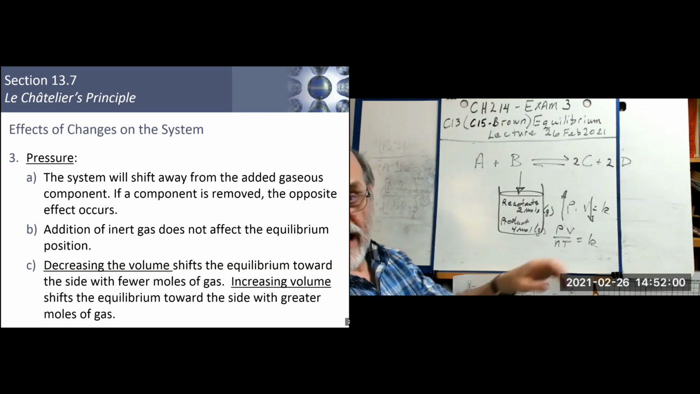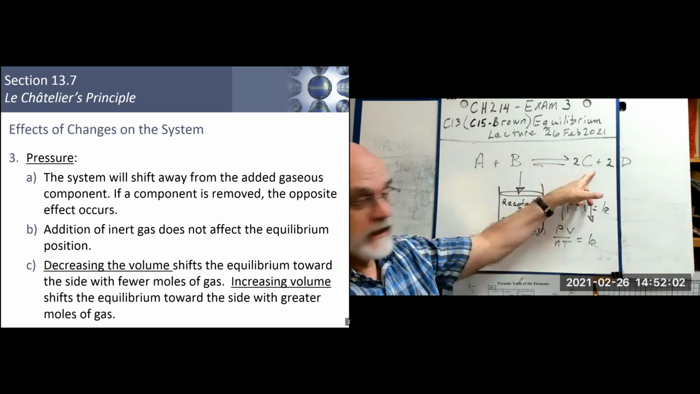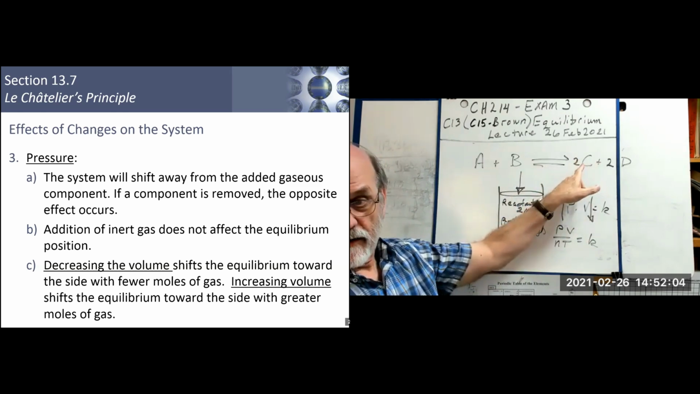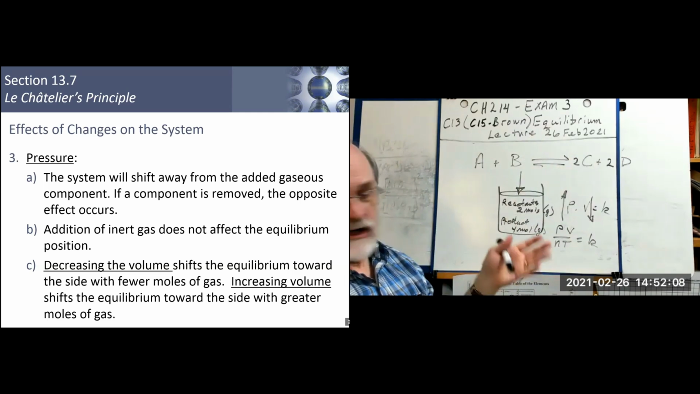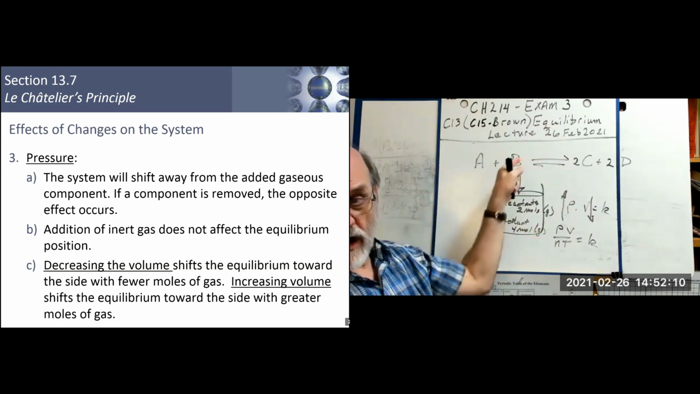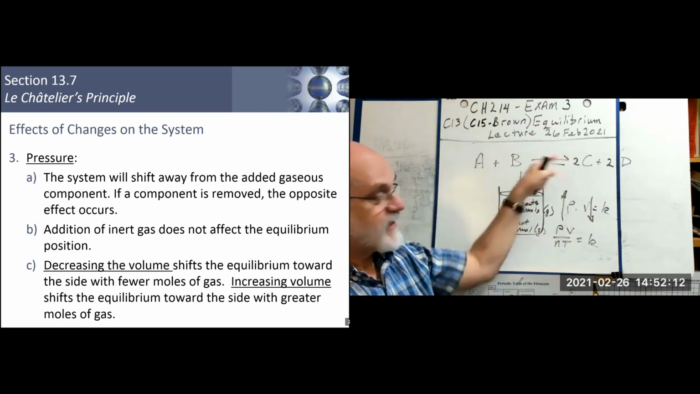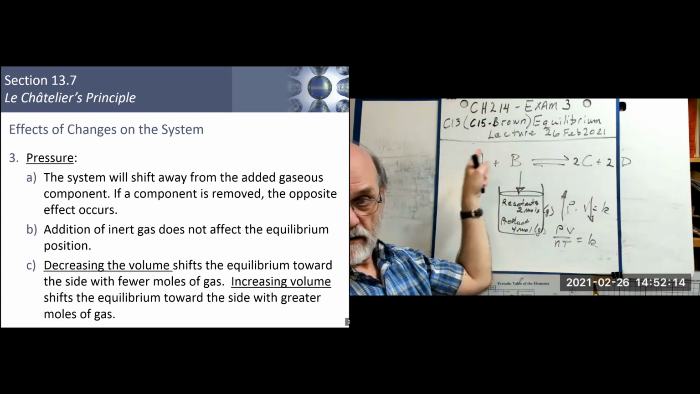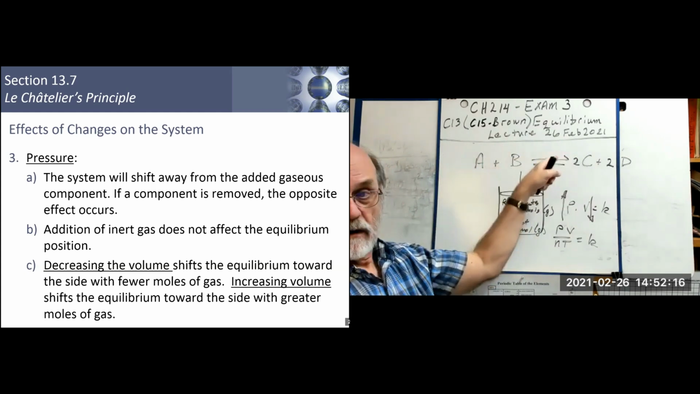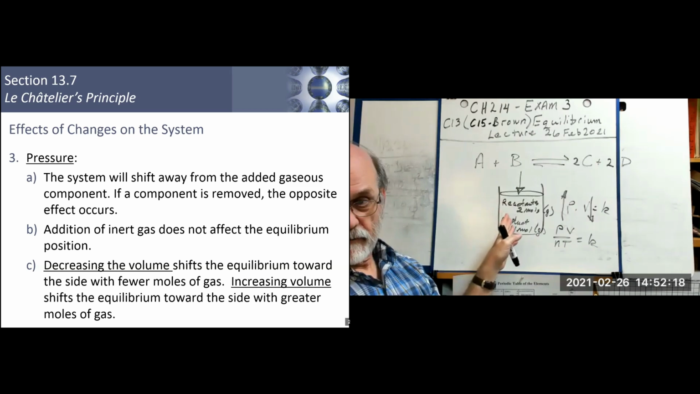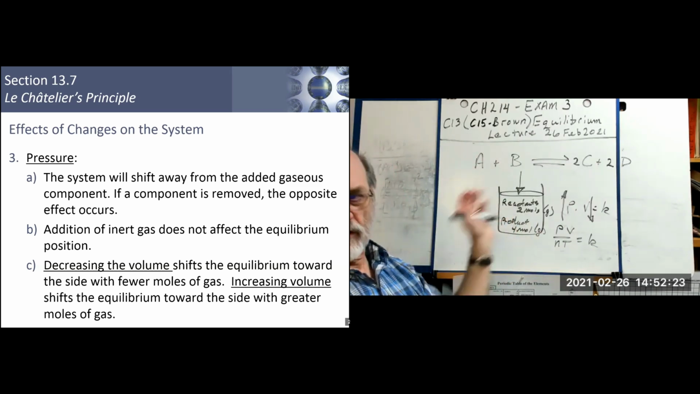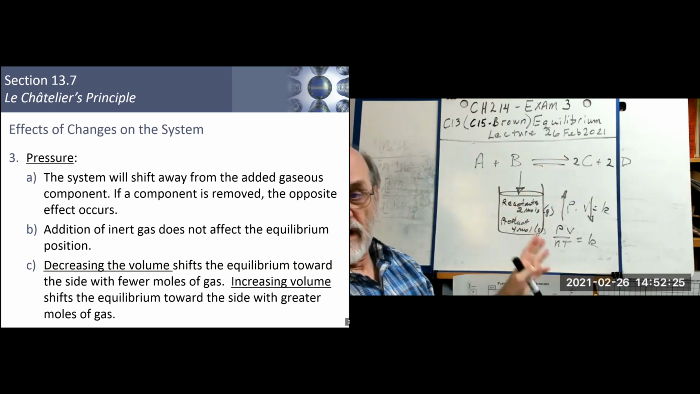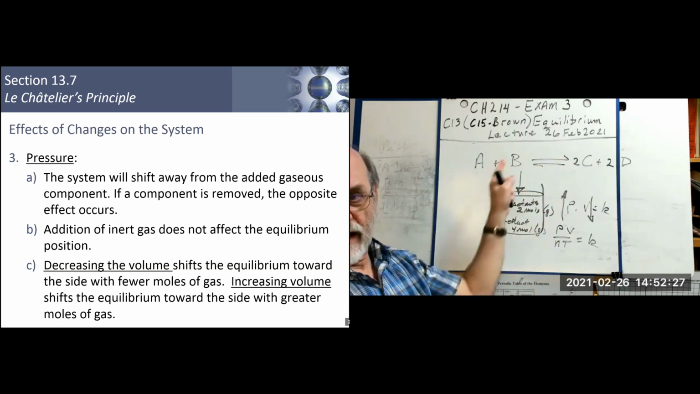So if we wrote the reaction the other way, if we had two over here and one each over there, it'd be just the opposite, right? So in order to make a prediction, you got to have the balanced equation with the gases and their coefficients in order to make the prediction. If you just say increase the pressure, what happens? Shift to the right. That means absolutely nothing unless you have the balanced equation.